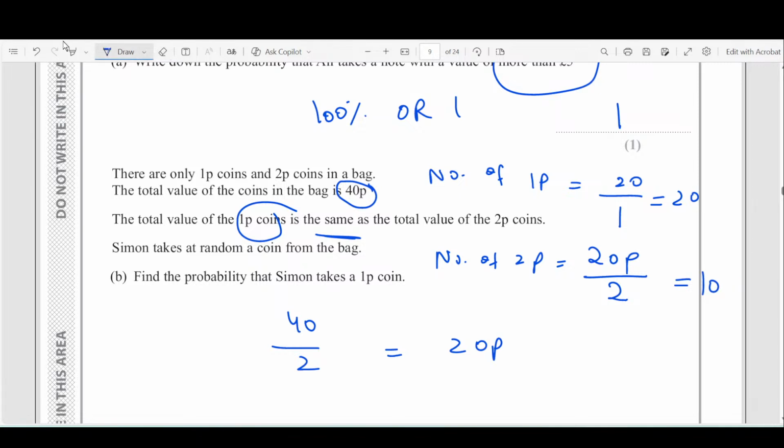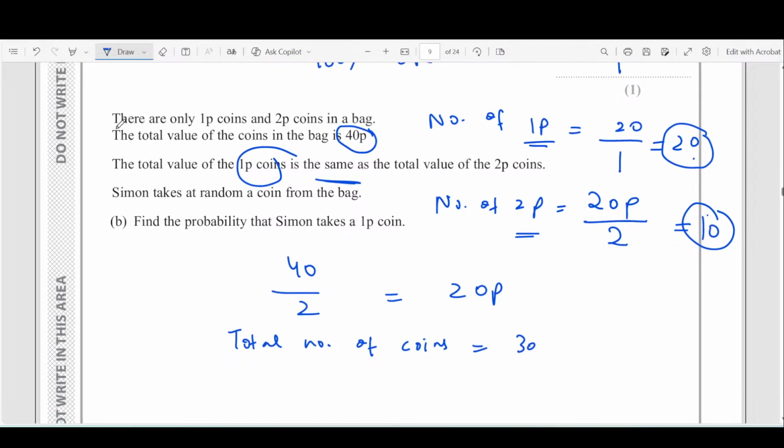Now we need to calculate the total number of coins in the bag. So this is the number of 1 pence coins and this is the number of 2 pence coins. So 20 plus 10, the total number of coins is 30, right?